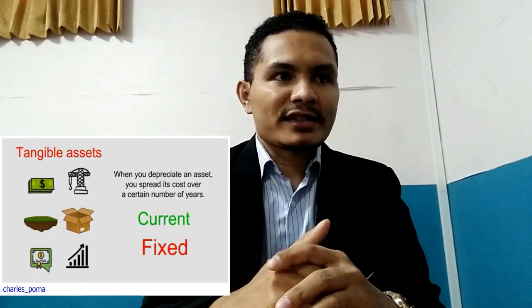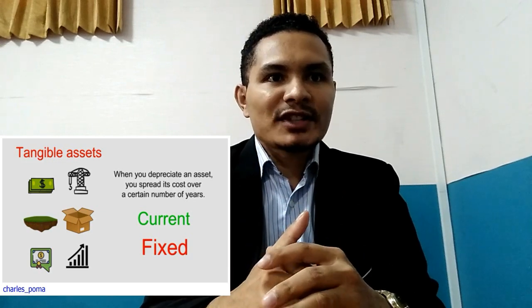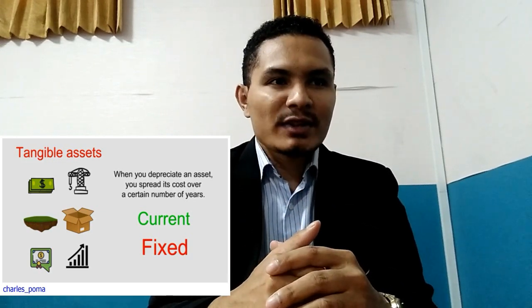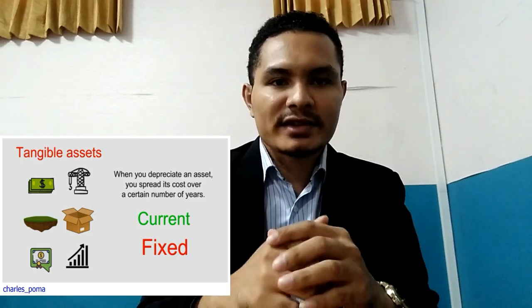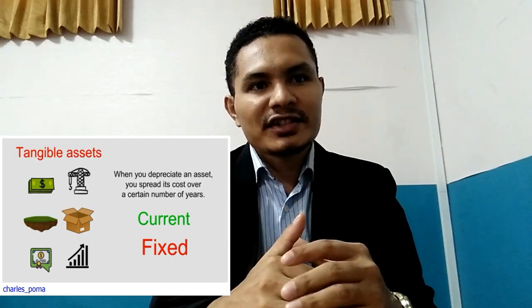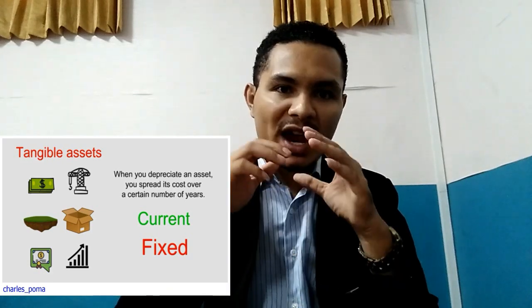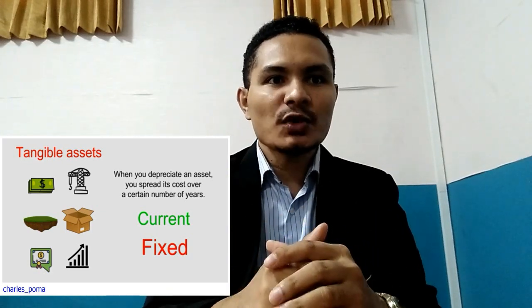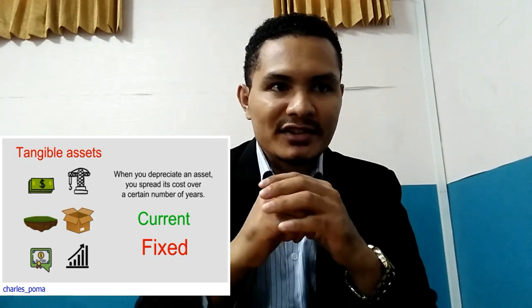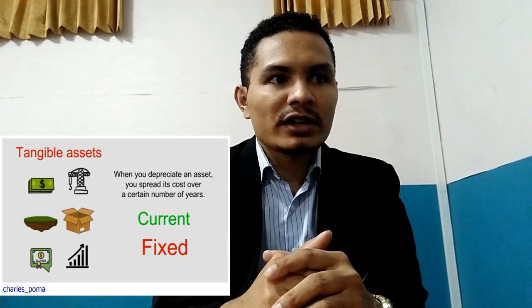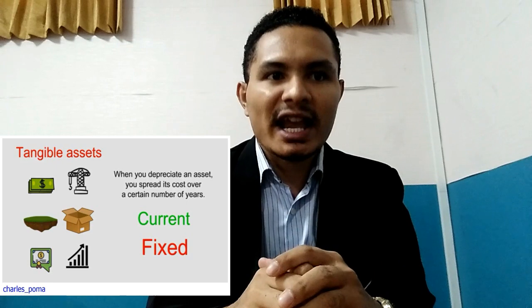What are tangible assets? Tangible assets are physical items that add value to the company. Some examples of tangible assets include cash, equipment, land, inventory, bonds, and stocks. Tangible assets depreciate over time. When you depreciate an asset, you spread its cost over a certain number of years. Tangible assets can also be broken down further into two categories, current and fixed assets.